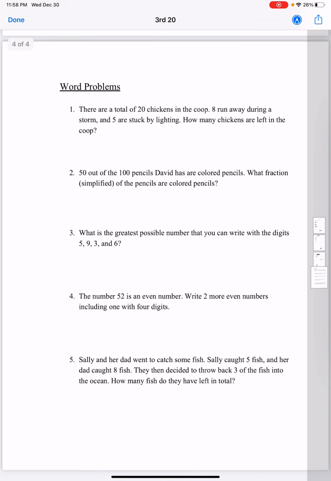Lastly, we have word problems. There are a total of 20 chickens in the group. 8 ran away from the store during a storm, and 5 are struck by lightning. How many chickens are left in the coop?